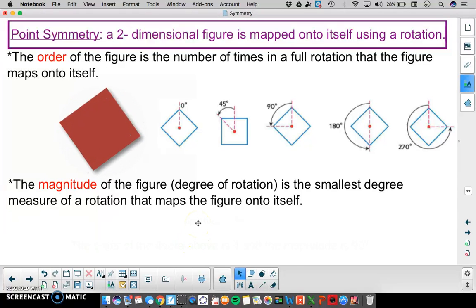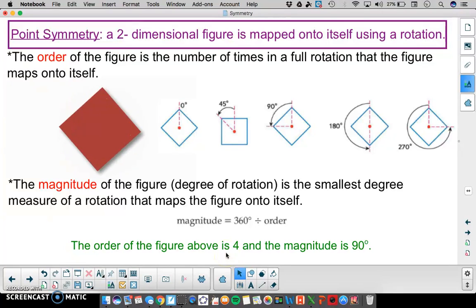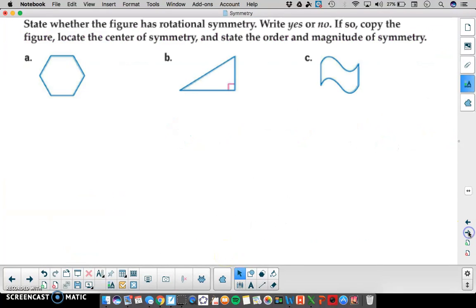A way to think about it is we're going a full 360 rotation, and the order is how many times in that full rotation that it maps onto itself. So we could find the magnitude by dividing that 360 degrees by how many times it maps onto itself, and that would be equal to the magnitude. So notice that full rotation, we determined that this figure had an order of 4, so 360 divided by 4 gives us that 90 degrees. So as we already stated, this figure has an order of 4 and a magnitude of 90 degrees.